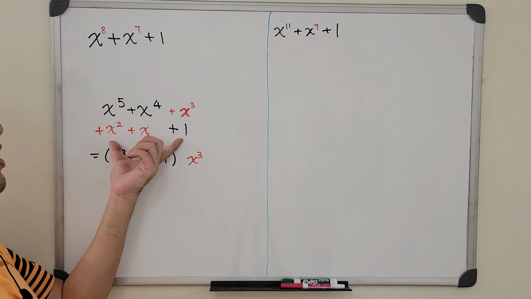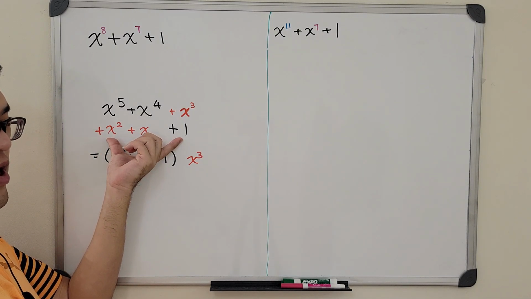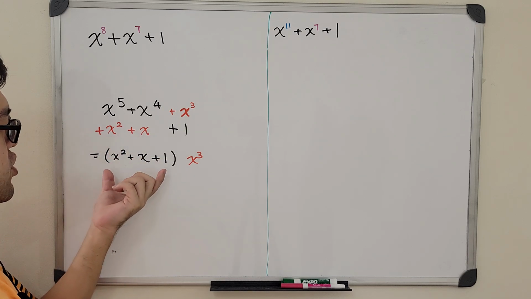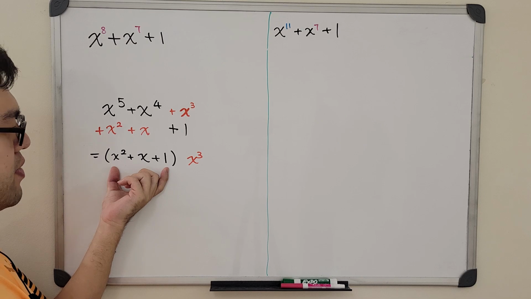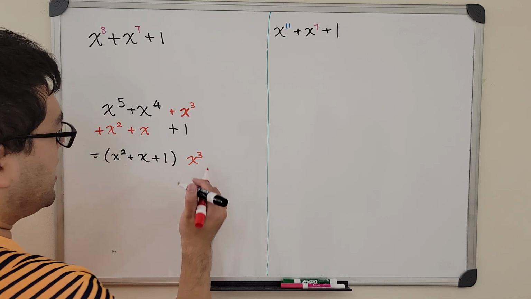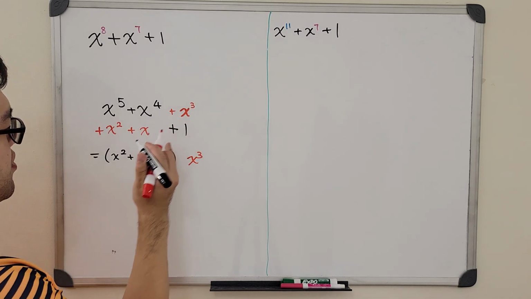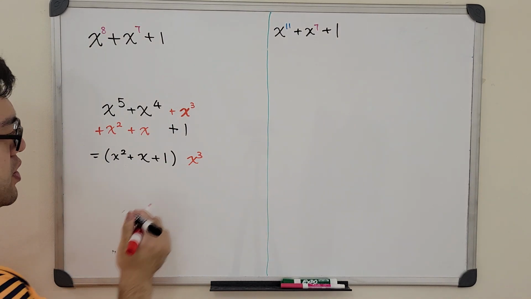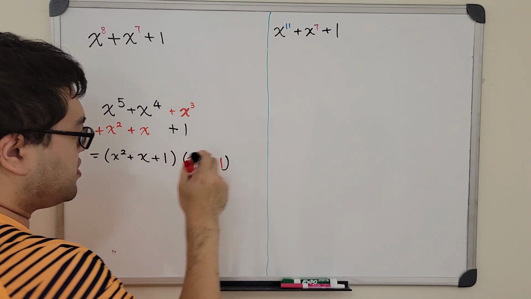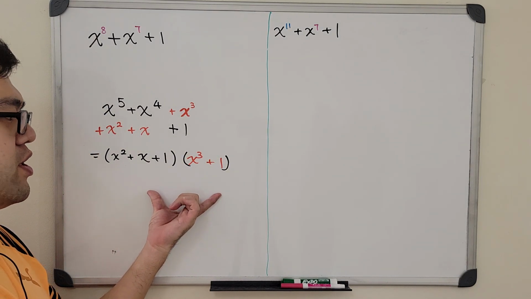And now if we group the second row together, we actually end up with the same thing, x squared plus x plus 1. So this means that we can now factor x squared plus x plus 1 to give us this expression. And now we'll be able to factor out.